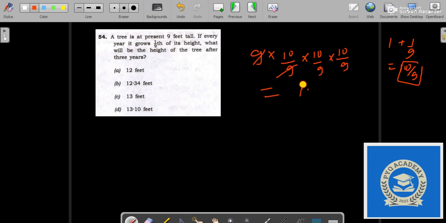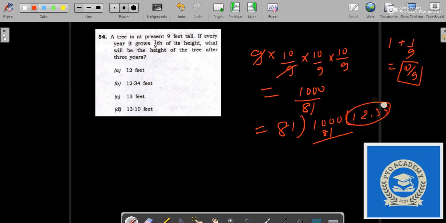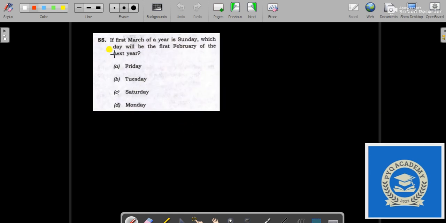So this will become 1000 divided by 81, and when we divide 1000 by 81, it will become 12.34. So our answer is option B. It was a very easy question. Let's move to the next question.